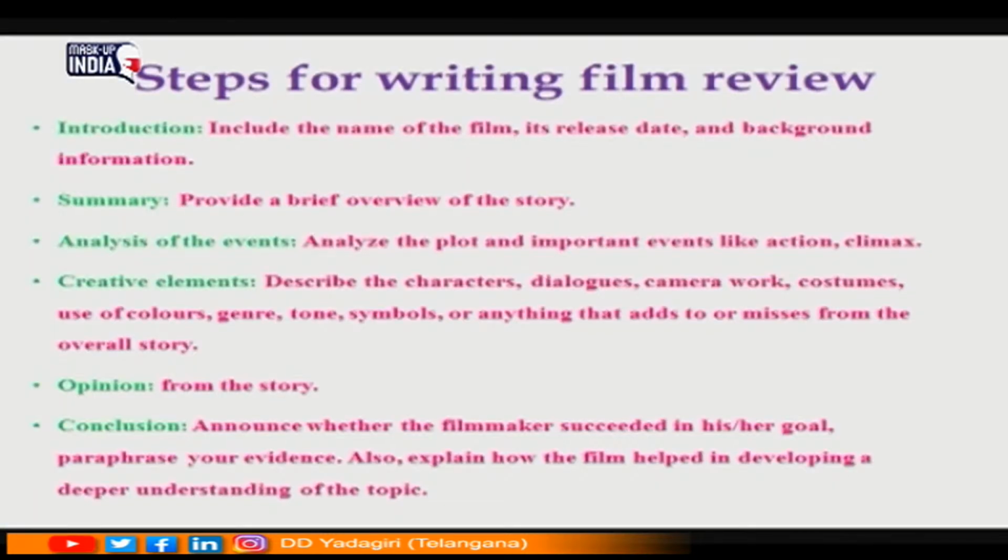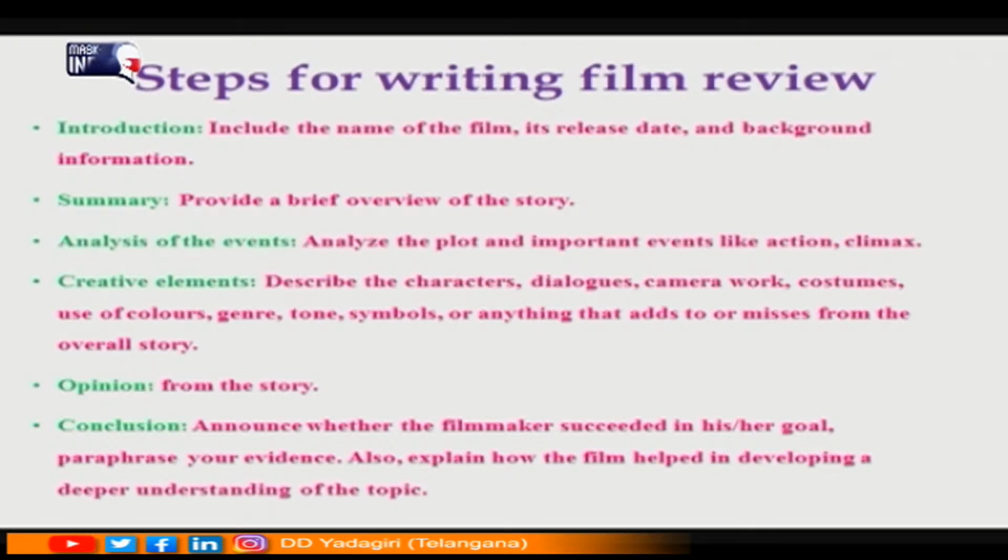Children, let us see the steps for writing a film review. Start the review with an introduction. So whenever you are writing an introduction, include the name of the film, its release date, and background information. Coming to the next step, write the summary. So whenever you are writing a summary, provide a brief overview of the story. Coming to the next point, analysis of the events. So whenever you write these events, analyze the plot and the important events like action and the climax. Coming to the creative elements, you know, making a movie itself is a creativity. So this includes several creative elements.